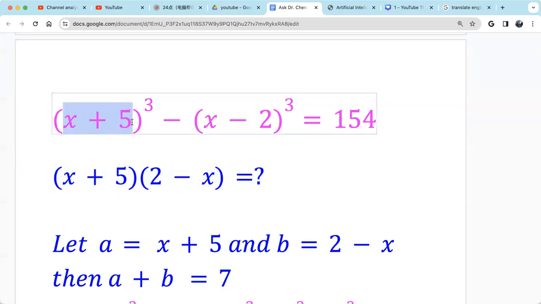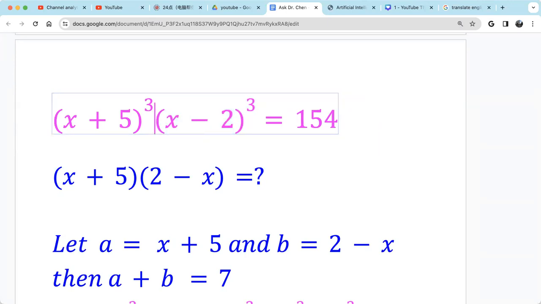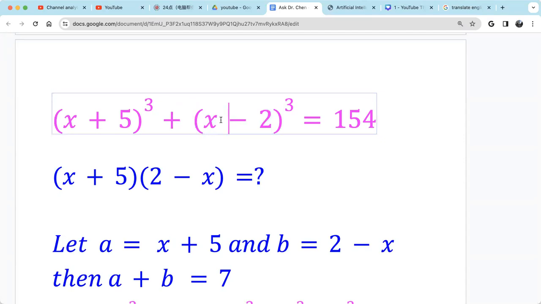So x + 5 is one of the expressions here, but 2 - x is not there. But 2 - x is the negative of x - 2. So (x - 2)^3 is the negative of (2 - x)^3. If we factor out that negative, we could rewrite this as plus (2 - x)^3. Okay, so it's the same.